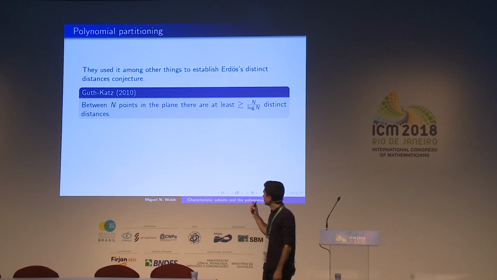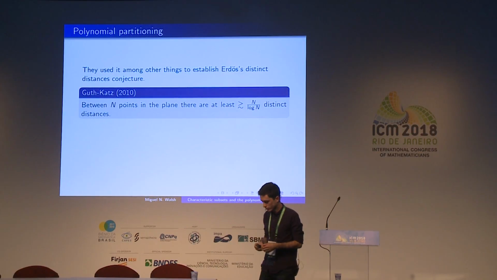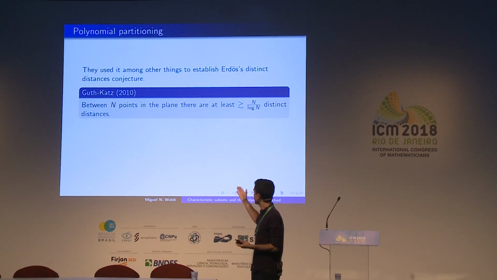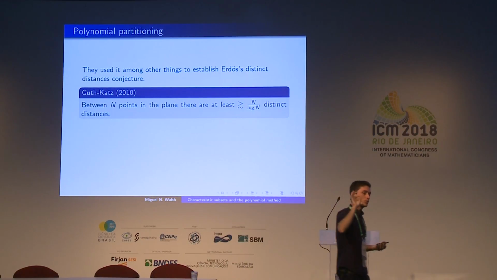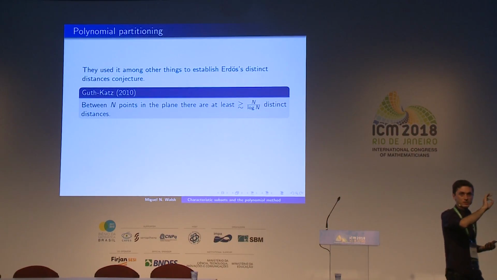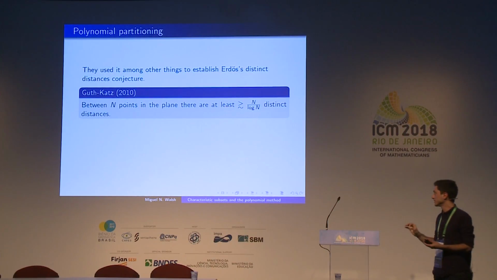So once they have that, they use it, among other things, to establish the Erdős distance conjecture, this famous conjecture of Erdős. The theorem says that if you have n points in the plane, then there are at least n divided by log n distinct distances. So you have n points in the plane. They always create at least a constant times n over log n distinct distances.